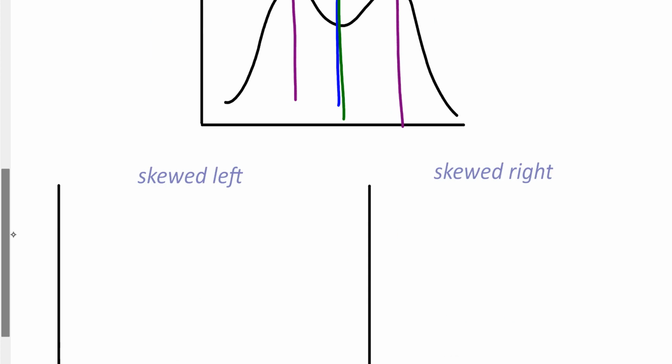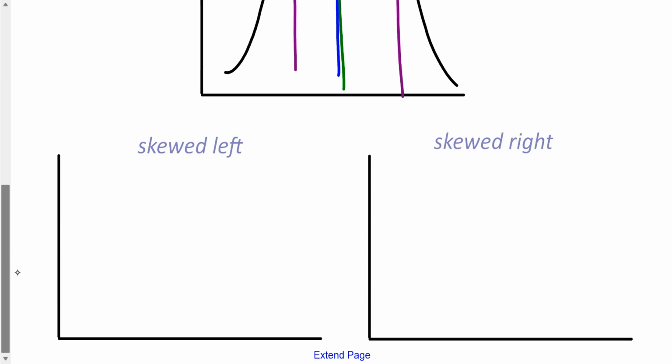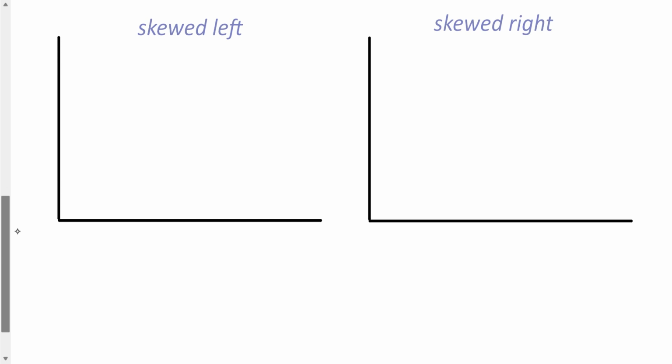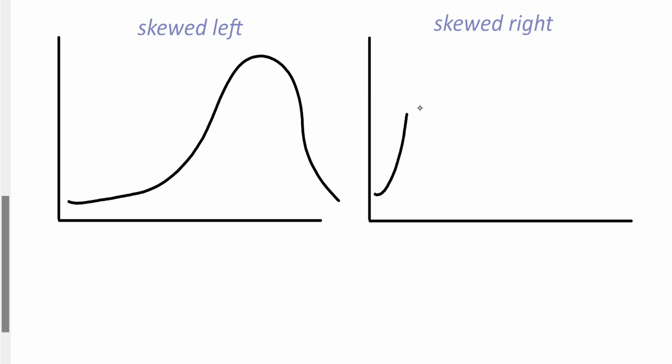Now what gets a little bit interesting is the non-symmetric ones. The ones that are not symmetric, skewed left or skewed right. So let's just look at, here's my example of skewed left. There's my skewed right. Now, not perfect drawings, but you can get the idea. Just a reminder, mean, median, sorry, that's mode, wrong color, median.